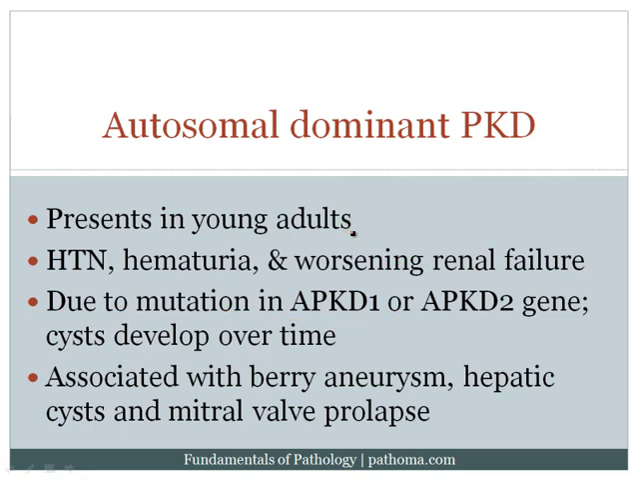The way by which they present is hypertension, hematuria, and worsening renal failure. The hypertension is usually due to an increased renin, so that these patients will also have an increased plasma renin. There are some associations to be aware of in this particular form of polycystic kidney disease, and they include berry aneurysms, hepatic cysts, and mitral valve prolapse. And the berry aneurysms are particularly important because they are a cause of death in this particular subgroup of patients.